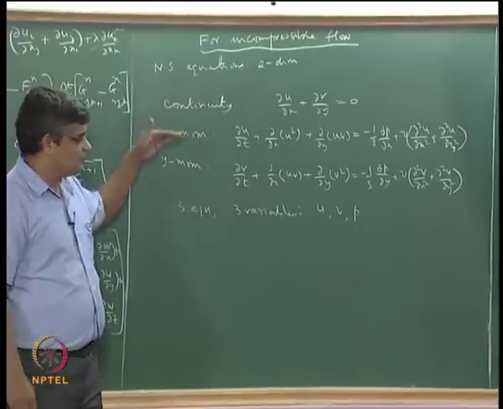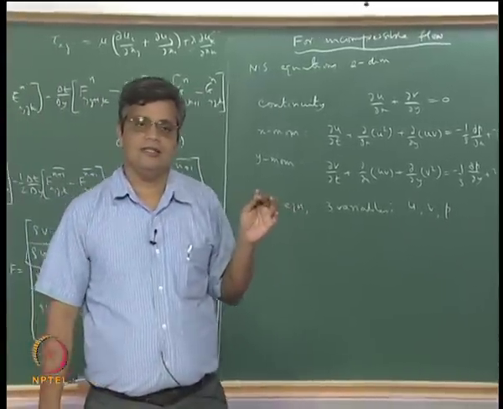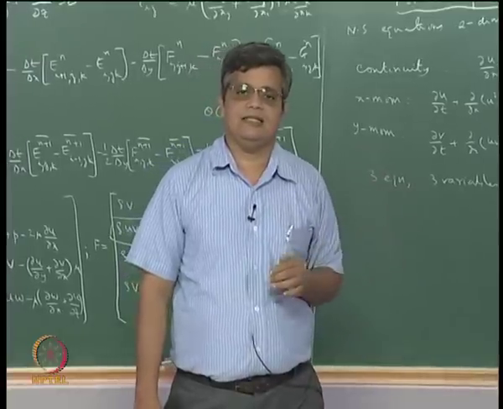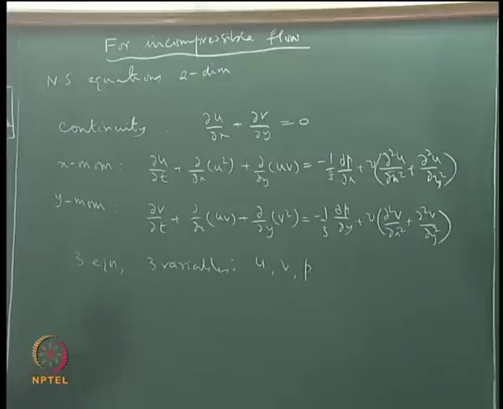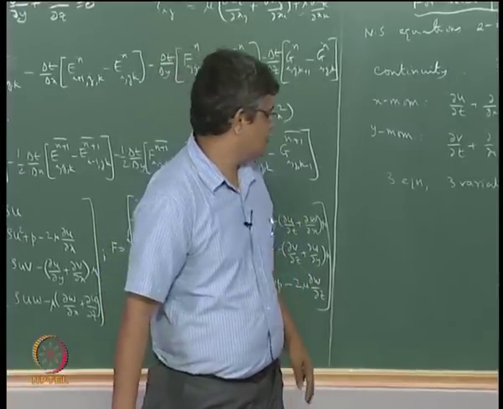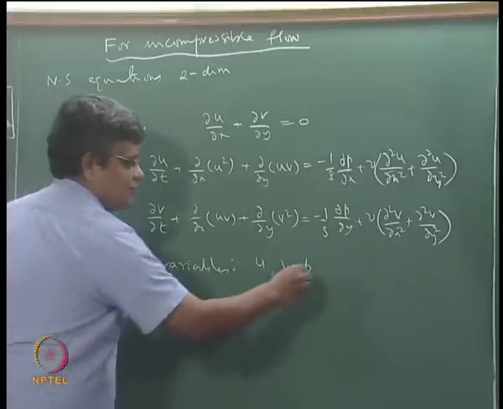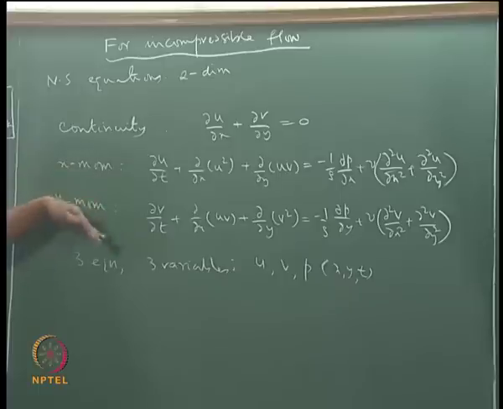So from a point of view of the closedness of the problem, we have as many equations as the number of variables, so that in principle we do not need any other information except of course the initial and boundary conditions as per the nature of the problem. So in principle we should be able to get a complete solution of u, v, p variation with x, y and time by solving these equations with the appropriate initial and boundary conditions.